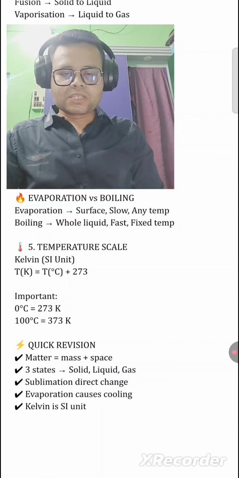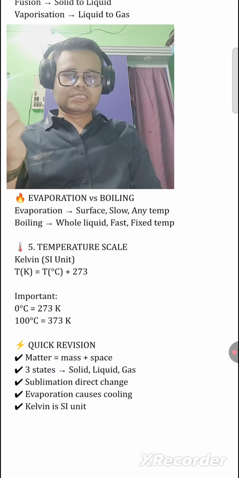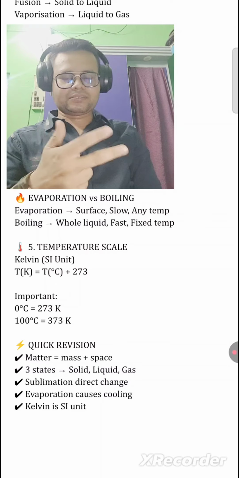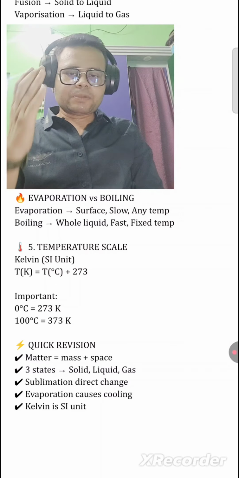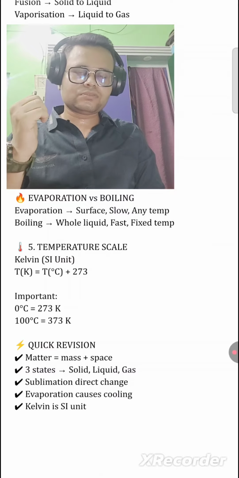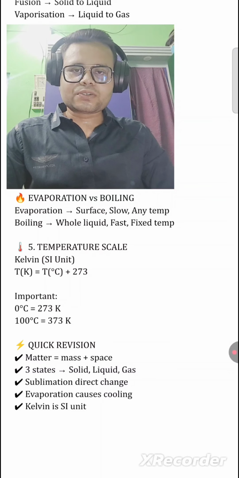Quick revision. Matter is equal to mass plus space. There are three states: solid, liquid, and gas. Sublimation is a direct change. Evaporation causes cooling. And Kelvin is the SI unit.